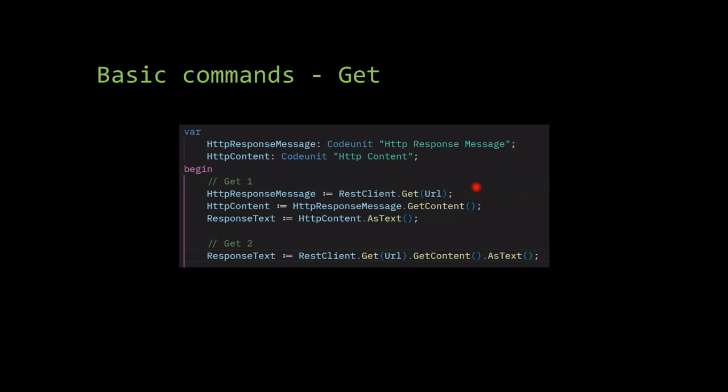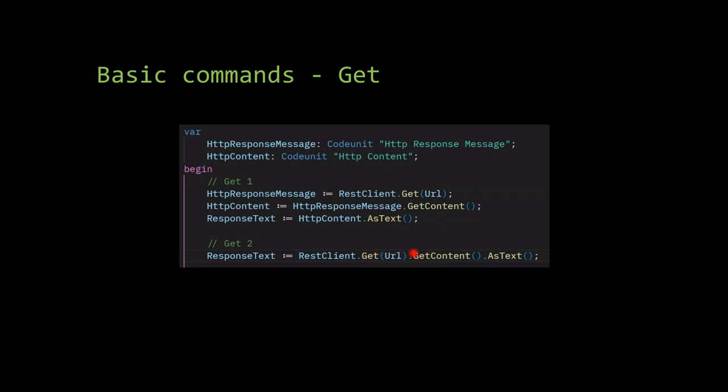The first one is by getting the response message back from the REST client call to the GET. So the GET URL returns the response message, which is the codeunit response message. Now on the response message codeunit, you can call the GetContent function, which returns the HTTP content codeunit, and then you can call that as text or as JSON or as XML or whatever you have. You can also make that one inline code.